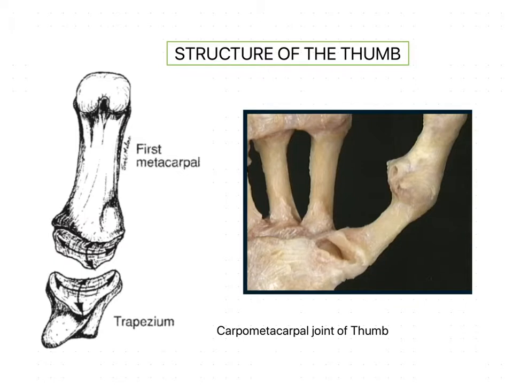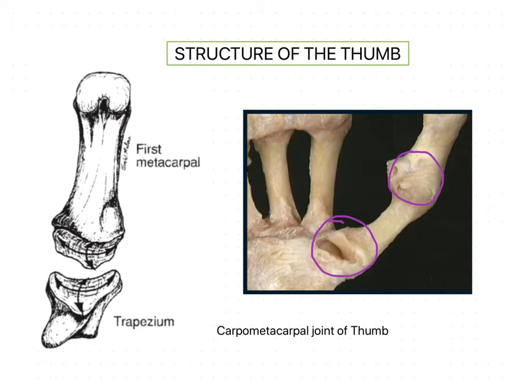Now in this session, we are going to discuss the structure of the thumb, which includes the joints of the thumb. The joints present in the thumb are the carpometacarpal joint and the metacarpophalangeal joint, and the thumb has only one interphalangeal joint. These are the joints present in the structure of the thumb.